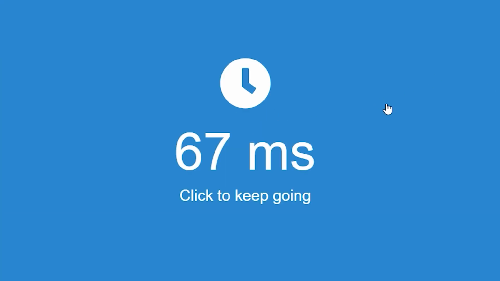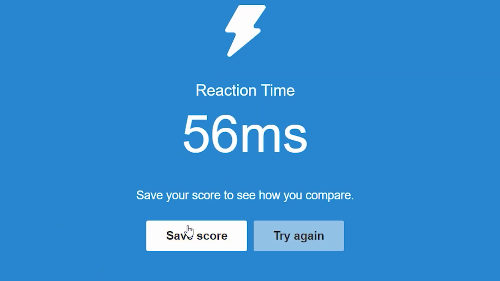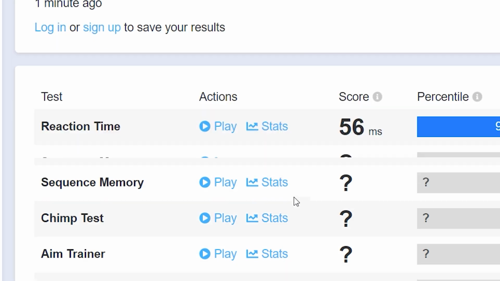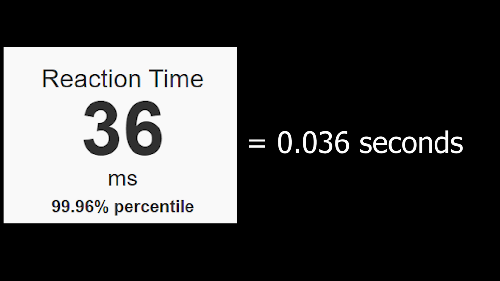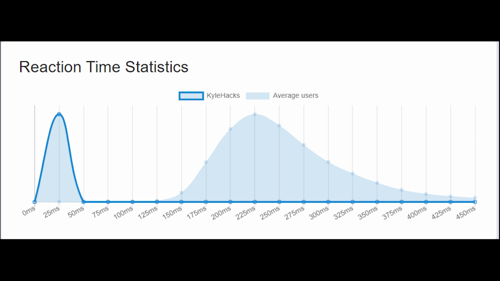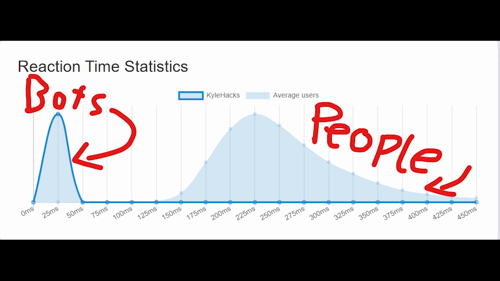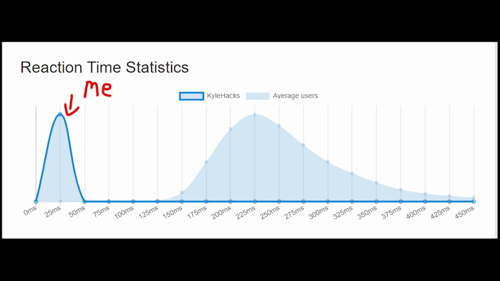Oh my god, inhuman reactions! So as you can see, it works, and we've just got some impossibly quick reaction times. But is this bot even quick? I got 36 milliseconds, which is the same as 0.036 seconds, almost as quick as the speed of sound. Yet, if you look at my stats, my bot is actually average when you compare it with the bot section of the chart.